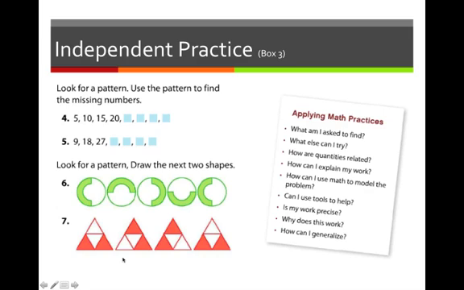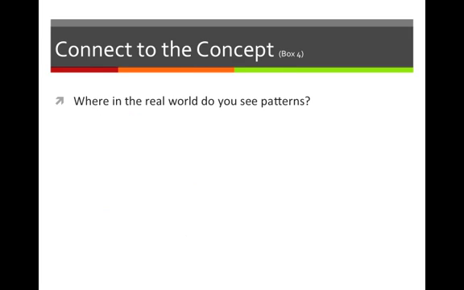So for independent practice, you are going to do the following: 4, 5, 6, and 7. Please do this in box 3 of your homework sheet. And to connect to the concept, I would like you to tell me where in the real world you see patterns. An example of this would be, sometimes I see a pattern on my shirt. I might have a striped pattern. What are some patterns that you see? Just list 3. Thank you.